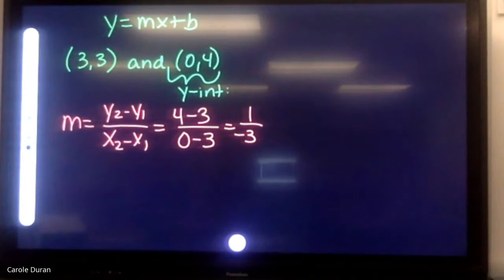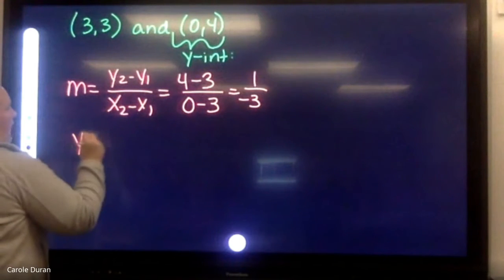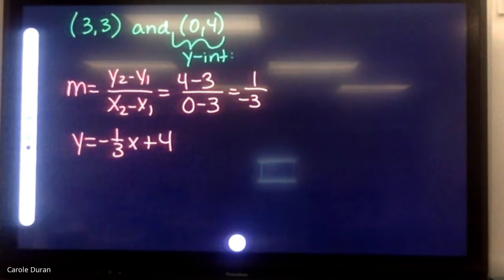Since I know my y-intercept and I know my slope, I can put this directly into slope-intercept form, which is going to be y equals negative 1/3 x plus 4.